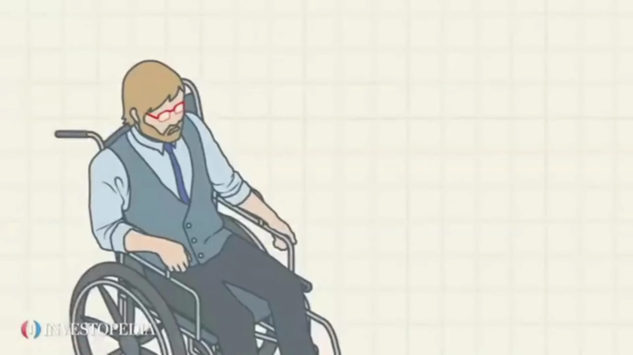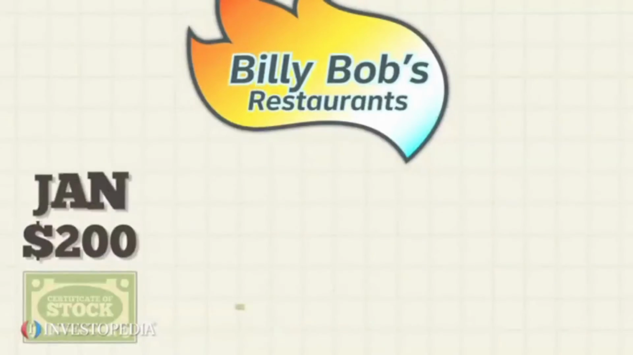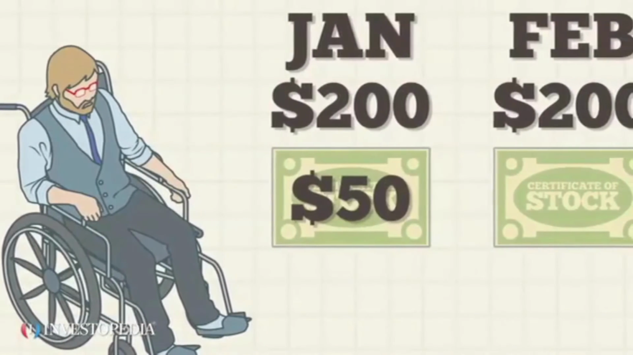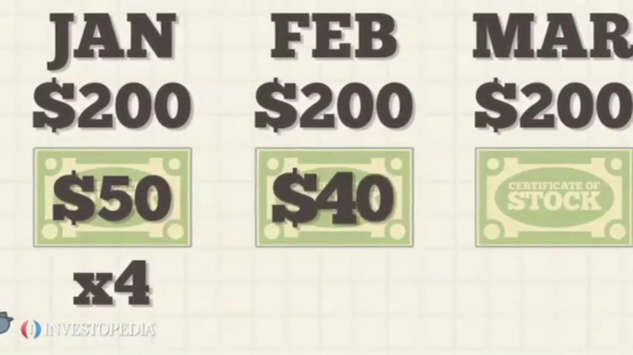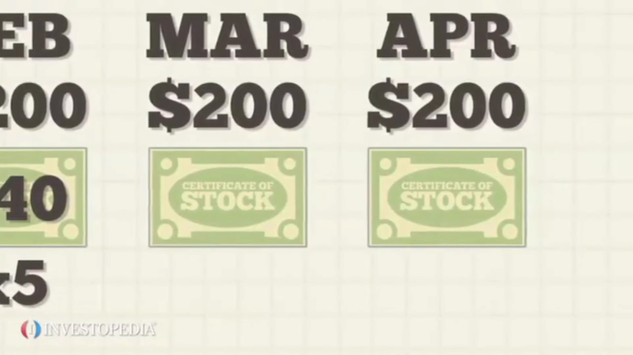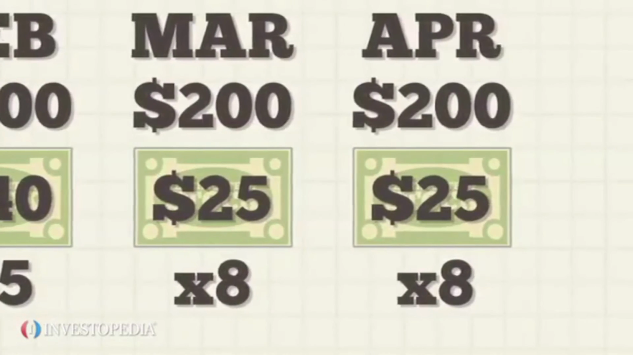For example, Chris buys $200 worth of stock in Billy Bob's restaurants each month for 4 months. In January, the value of the shares drops to $50 each, so he buys 4. In February, the stock is worth $40, so Chris buys 5. In March and April, he buys 8 shares of Billy Bob's, which dropped in price to $25.